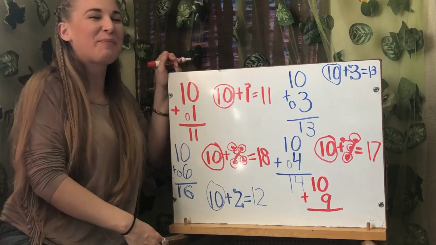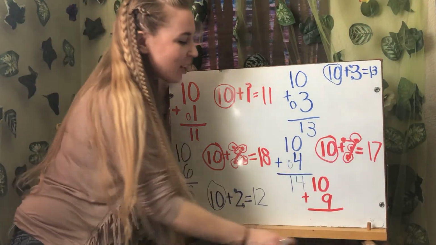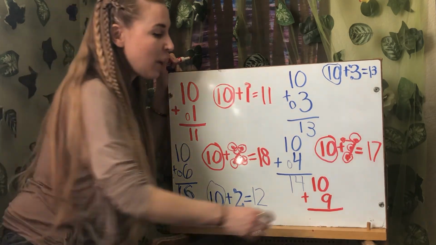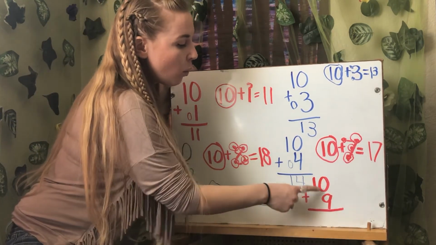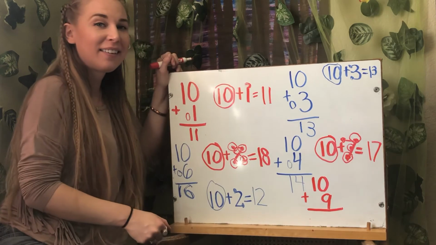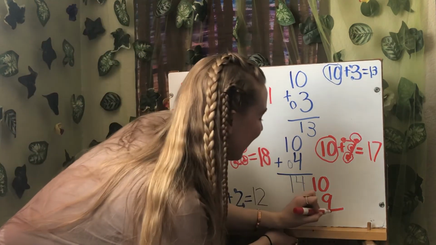Now we have one more problem left. So since it's stacked, we're going to keep it stacked like that, and we're going to start with the ones column. What is 0 plus 9? It equals 9.